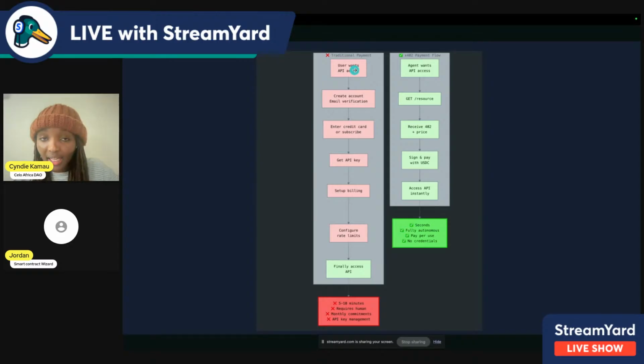Like I said, the user needs an API, you need to create an account, you need to verify your email, you need to add your credit card, and then you need to get the API key, you need to set up your billing. Are you going to pay per usage? Are you going to pay per month? And set up some limits if there are limits to be configured, before you can finally access the API. So many steps have frictions.